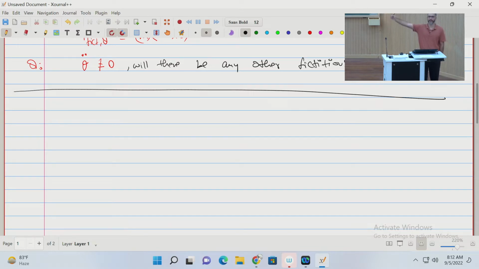For those sitting at the very back, can you read what I'm writing? You can read that, what's on the board? Okay.